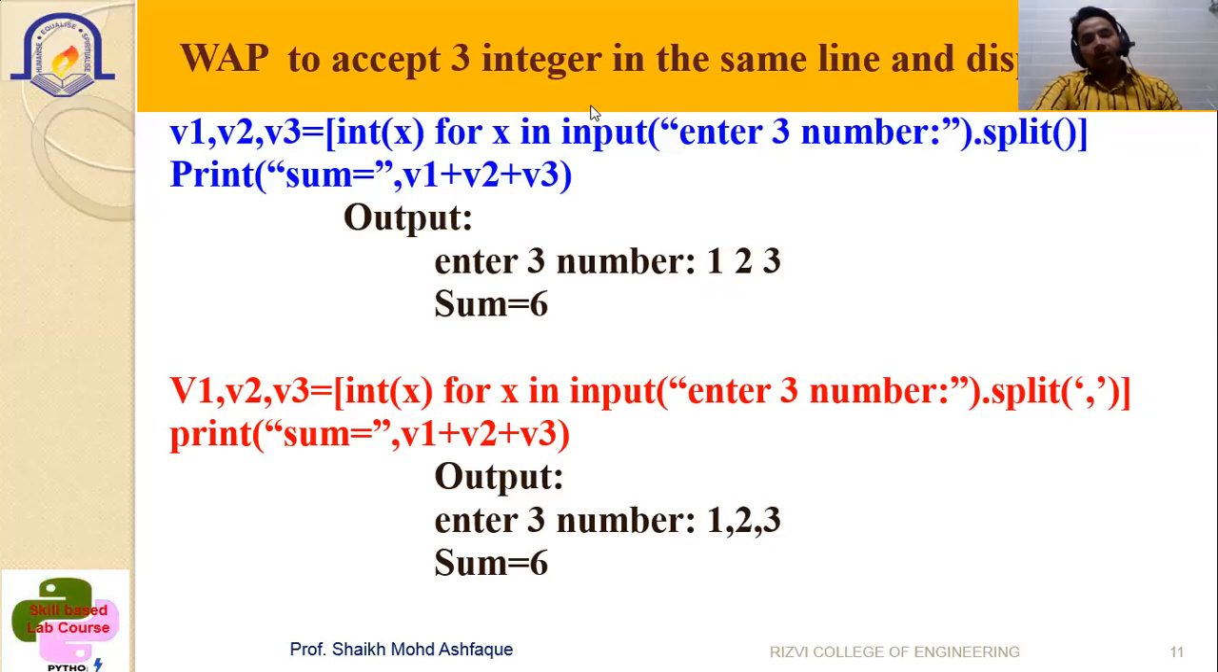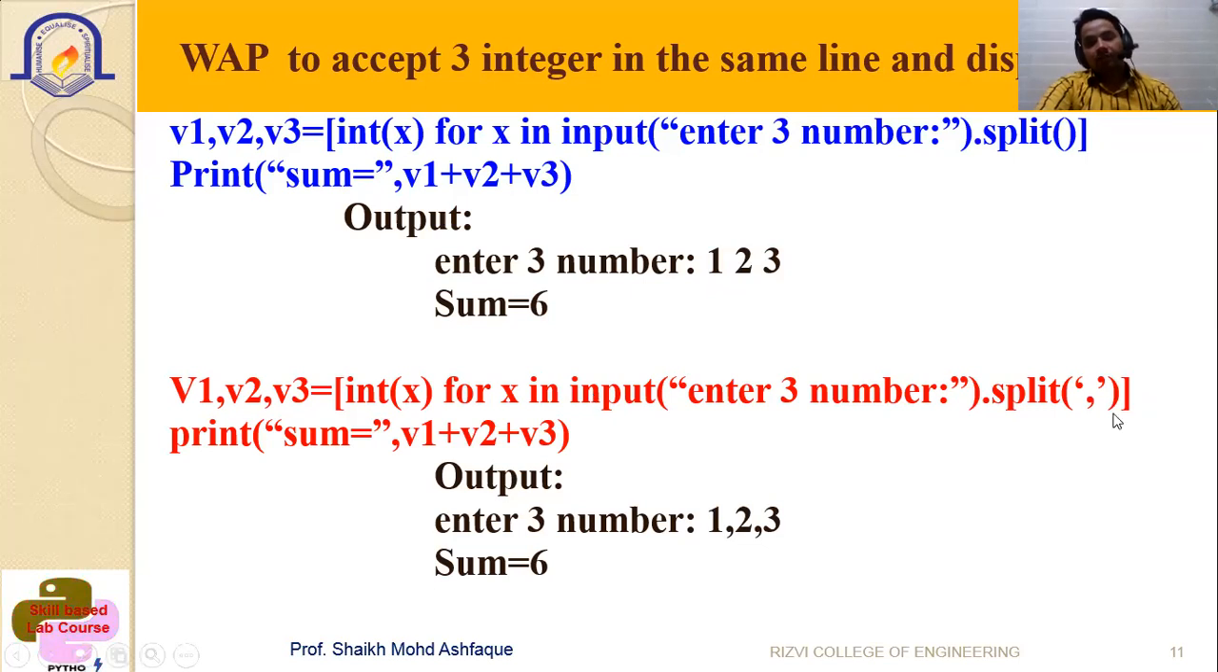So whenever you run these two lines of the code, the output will be displayed in this way: enter a number. So you will write 1 space 2 space 3, then press enter, it will display the sum as 6. Similarly, if you want to accept the other way, v1 v2 v3 int x, your variable, for x in input is your method, then dot split with comma.